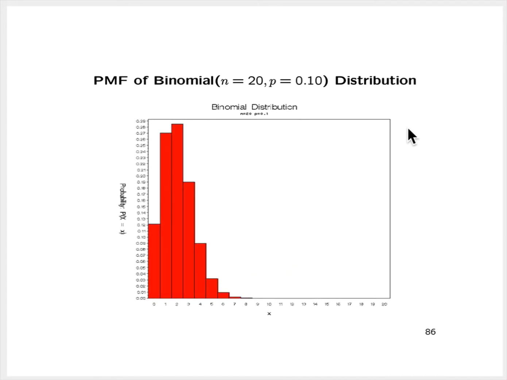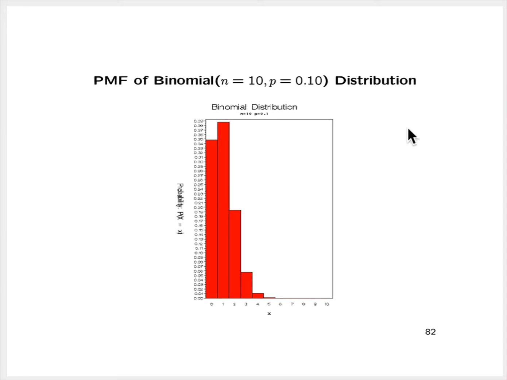Now let's increase the sample size to 20. Here we have the PMF of the binomial distribution when n is equal to 20 and p is equal to 0.1. And you can see here that it's right skewed. Now the question I would ask: how would you compare the skewness of this distribution to the skewness of the distribution when n was equal to 10?